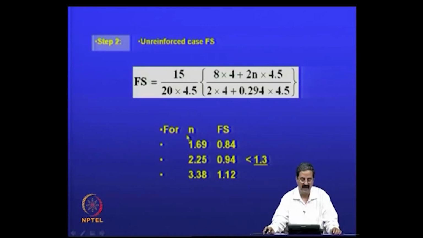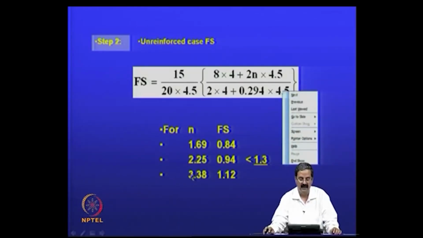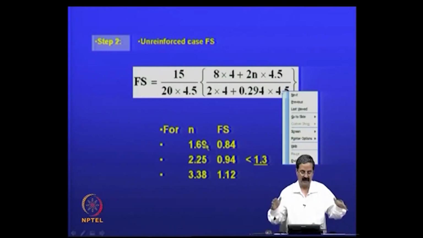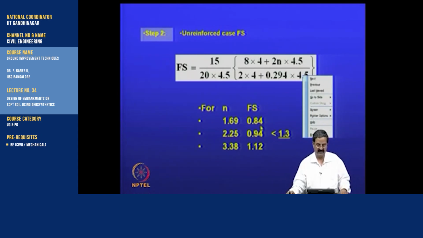and the higher the stiffness, the lower is the n value. Okay. So, normally, without reinforcement, as we know, if the embankment is steep, the factor of safety is less, and so 2.25 means it is much flatter, and with a factor of safety 1.94, and 3.38 it is flatter, and 1.12.